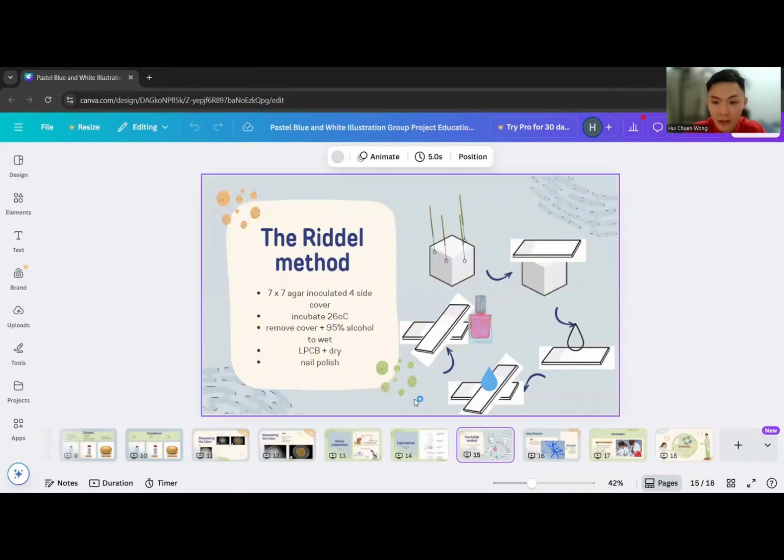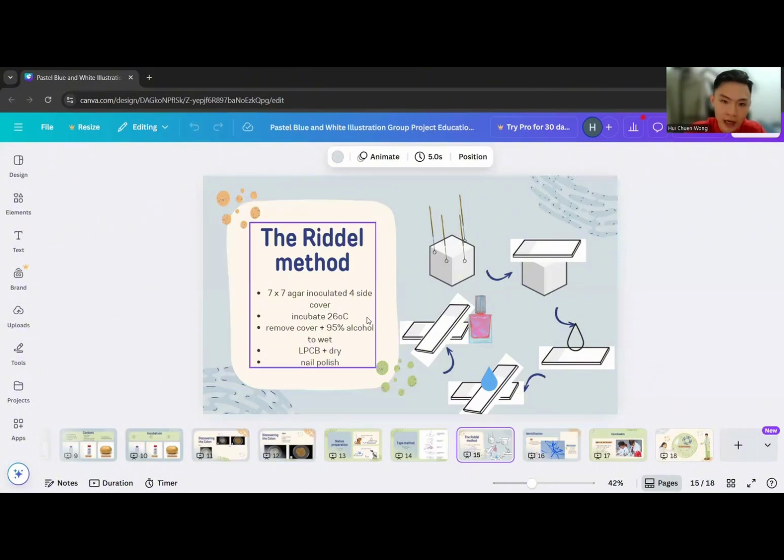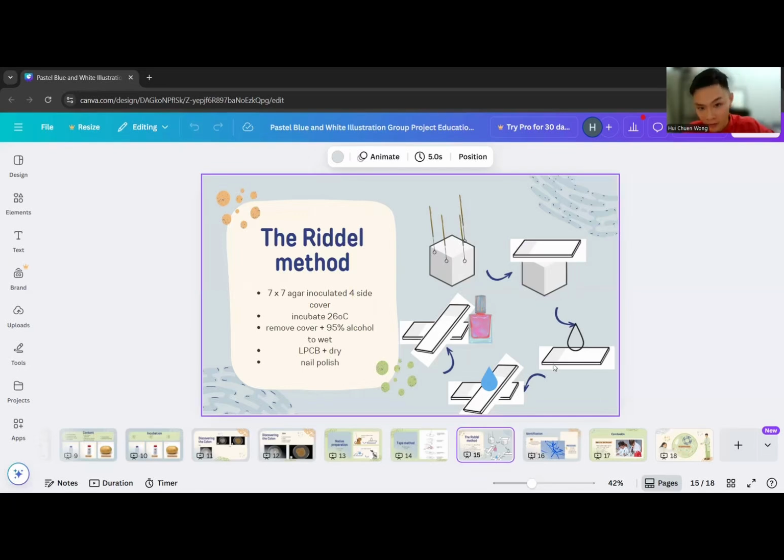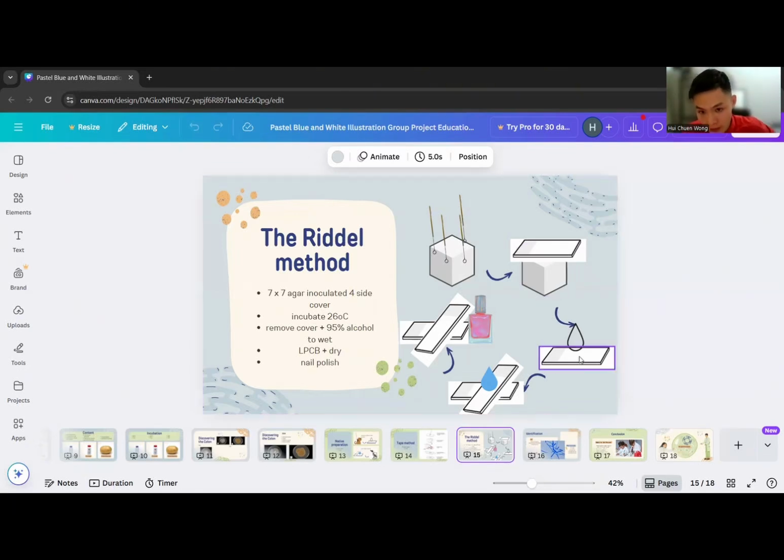For the next method, the Riddell method, this is for making a permanent one. You just use a 7x7 agar block, like so, that you just cut out. Then you inoculate on 4 sides. You put on a microscope cover slip, and then you just incubate at 26 degrees, depending on which agar you use. So when it comes out, after 21 days or 14 days, depending on which agar, you remove the cover and you put 95% alcohol as a wetting agent to dehydrate it, and it will fix it there.